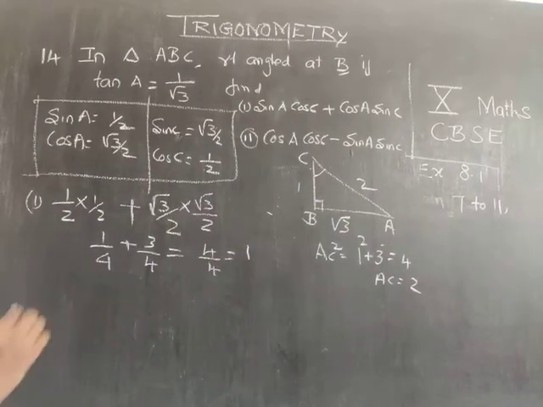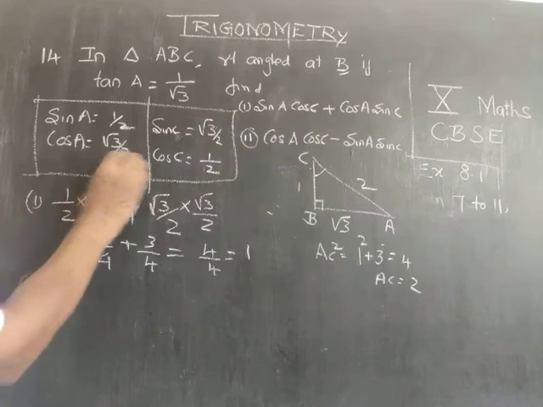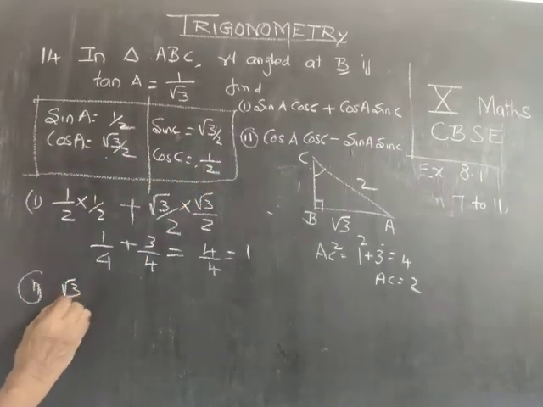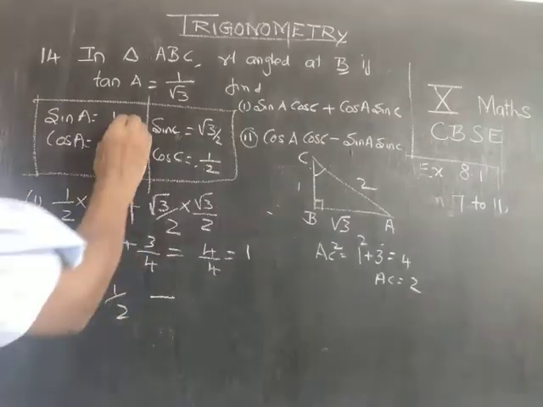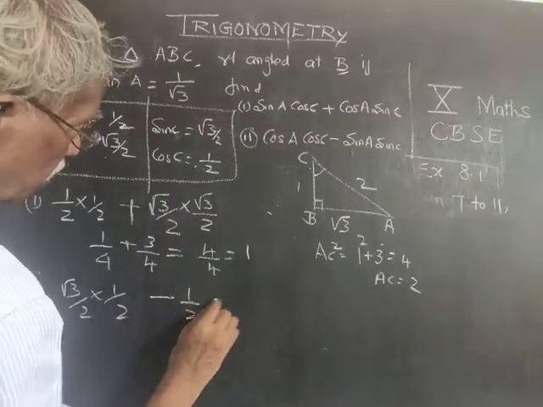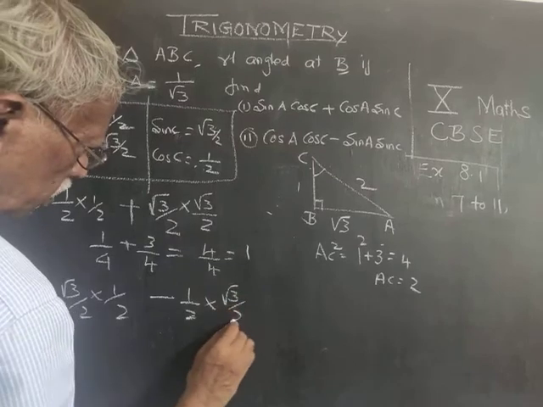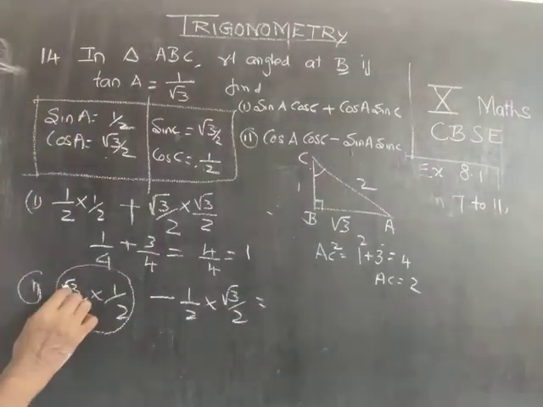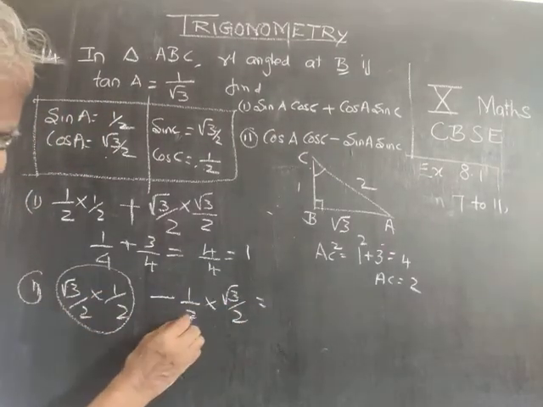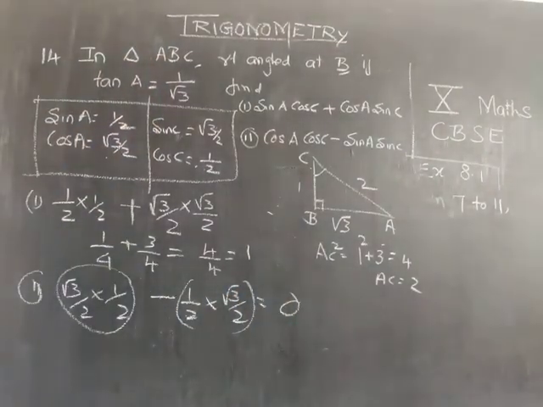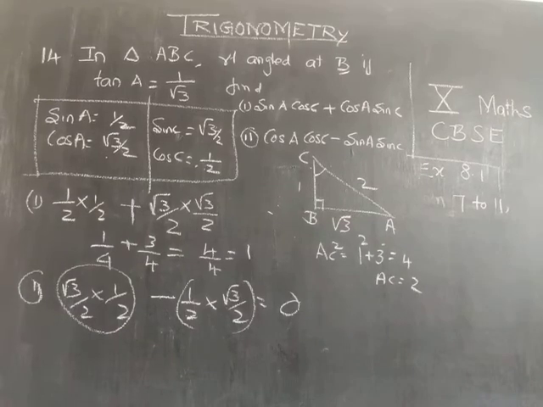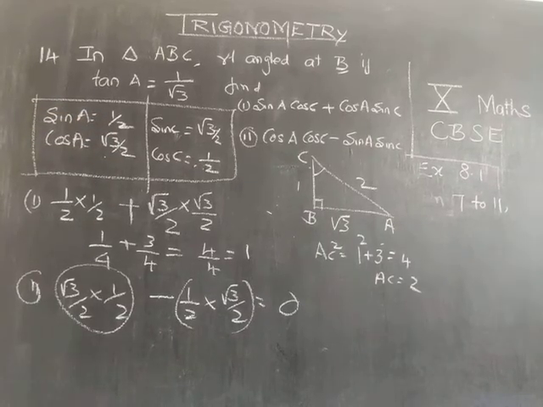Now the second part, cos A cos C. Root 3 by 2 into 1 by 2, minus sin A sin C, 1 by 2 into root 3 by 2. So here is also root 3 by 2 root 2. Root 3 by 2 root 2. But there is a minus. So the answer is 0. So the answer for the first subdivision is 1 and for the second one it is 0. Is it not easy? Very simple one, is it not? Now let me go to the next one.